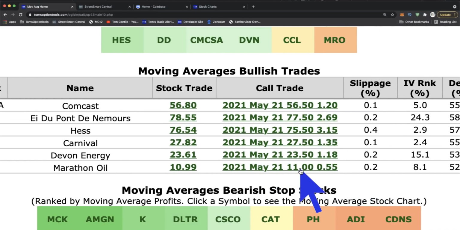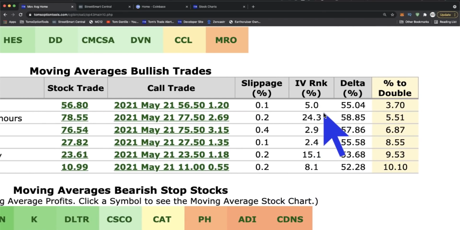I really think that I like to go longer term than these, so these I just look at but really discount. This column right here is called Slippage. Very, very interesting, because the higher this number is, the wider the difference is between the bid and the offer on the options.